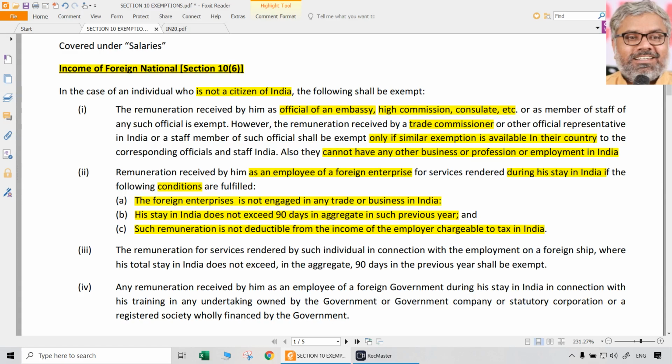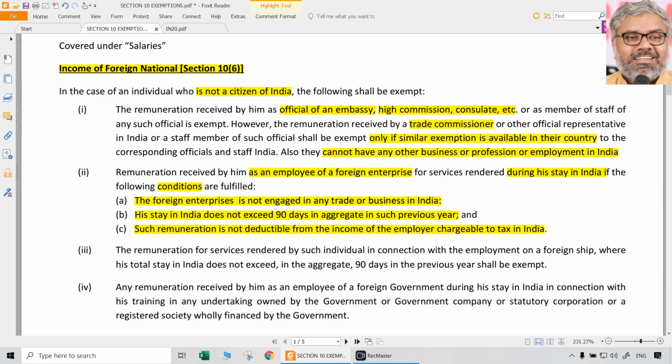The first category itself has two subcategories: diplomats and trade commissioners. The second category has normal people who are working for foreign enterprises in India. Subject to conditions, their remuneration also is exempt under section 10(6).